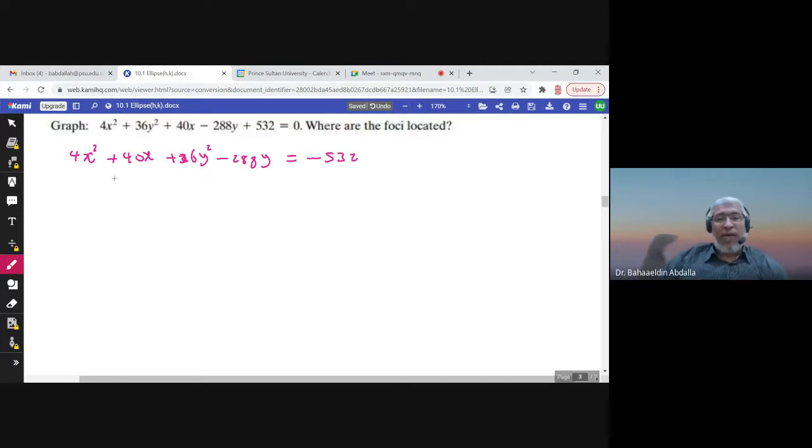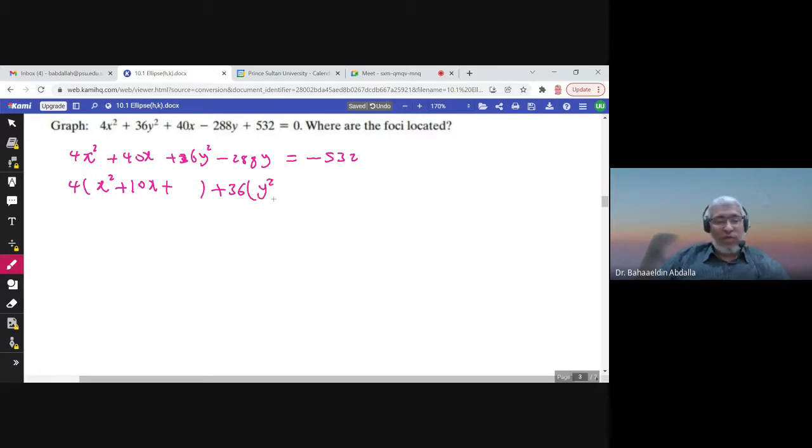Now I have these two terms with x, so I take 4 as a common factor because the coefficient of x square has to be 1. To complete the square, the coefficient of x square has to be 1. So you take the coefficient of x square, which is 4, as a common factor. And now 40 divided by 4 is 10, so you write 10 here. And y square, also I need the coefficient of y square to be 1. So I take 36 as a common factor.